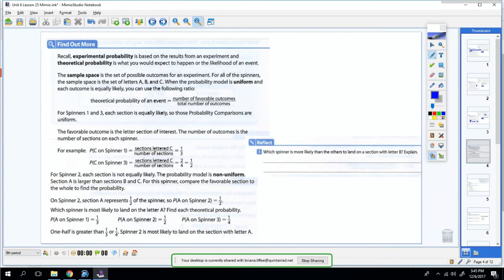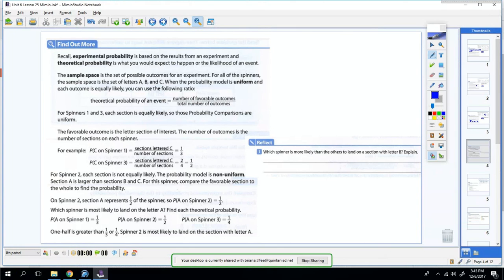So for spinner 2, each section is not equally likely. They're non-uniform. The reason they're non-uniform is because section A is bigger than sections B and C. So for the spinner, we compare the favorable section to the whole to find the probability. On spinner 2, section A represents 1/2. So the probability of A on spinner 2 is 1/2. And so on and so forth.